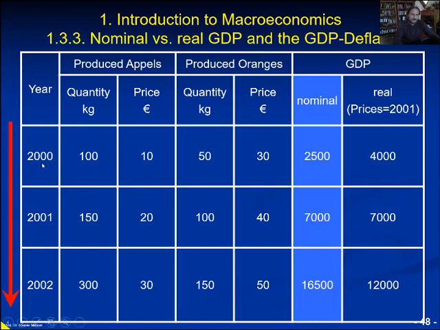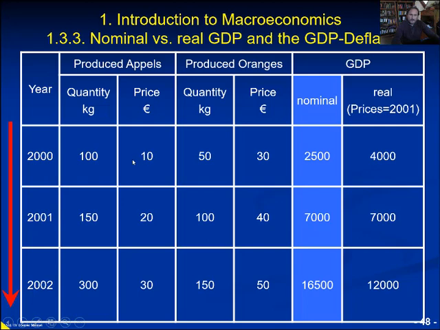So let's have a look at the year 2000. Here nominal GDP is equal to 2,500 euro. How do we come to this number? Well, first we take the quantities in the apples industry, 100 kilogram, multiply this quantity with the price per kilogram, 10 euro.